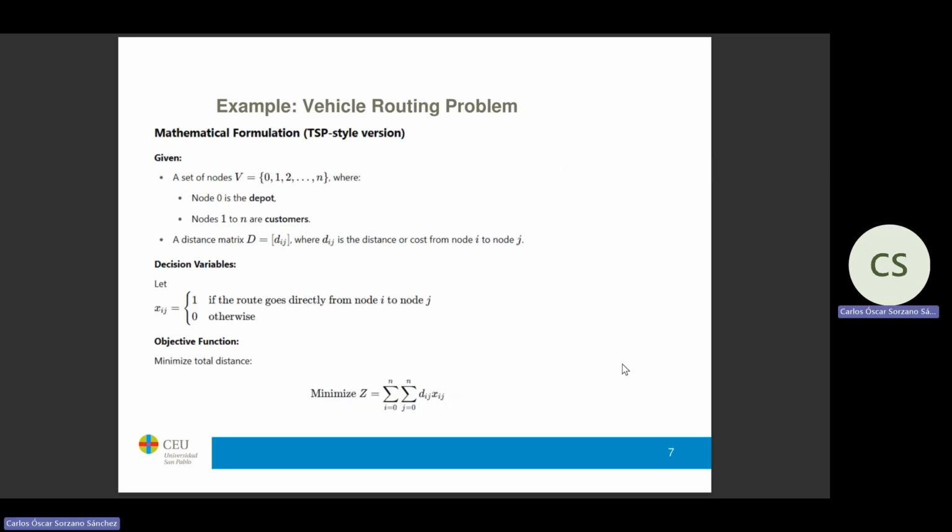So how to formulate this? Okay, so let's say that we have a number of nodes, and node 0 will be the depot, and all the others will be the customers. And then you have a distance matrix that tells you what is the cost of traveling from node i to node j. And then the variables that we will act upon will be this xij, that is 0, 1 if the route goes directly from node i to j.